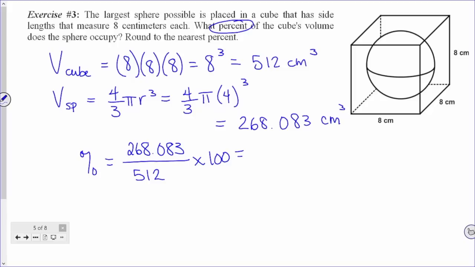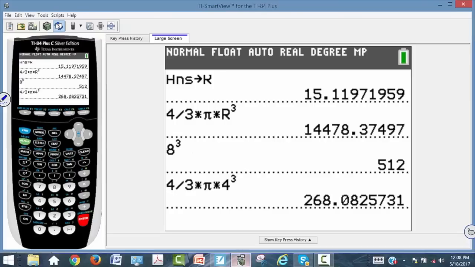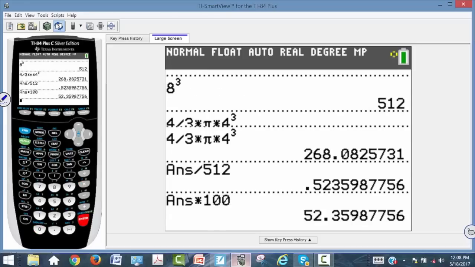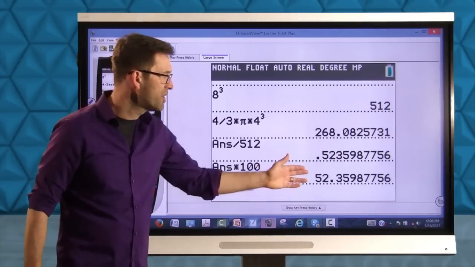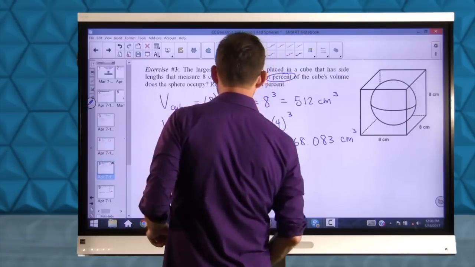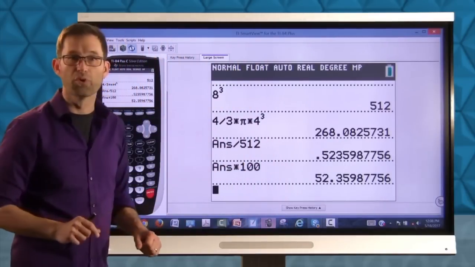All right, so let's do it. And quite frankly, it's going to be quite easy now because I've got that 268 sitting there. Now I just have to divide it by my 512. Many students will be able to look at this right now and say, well, that's 52.35%. But if for some reason that's hard for you to see, just multiply by 100. And there's our percent, 52.35, etc. What did we want that to? To the nearest percent, so that's going to be 52%.